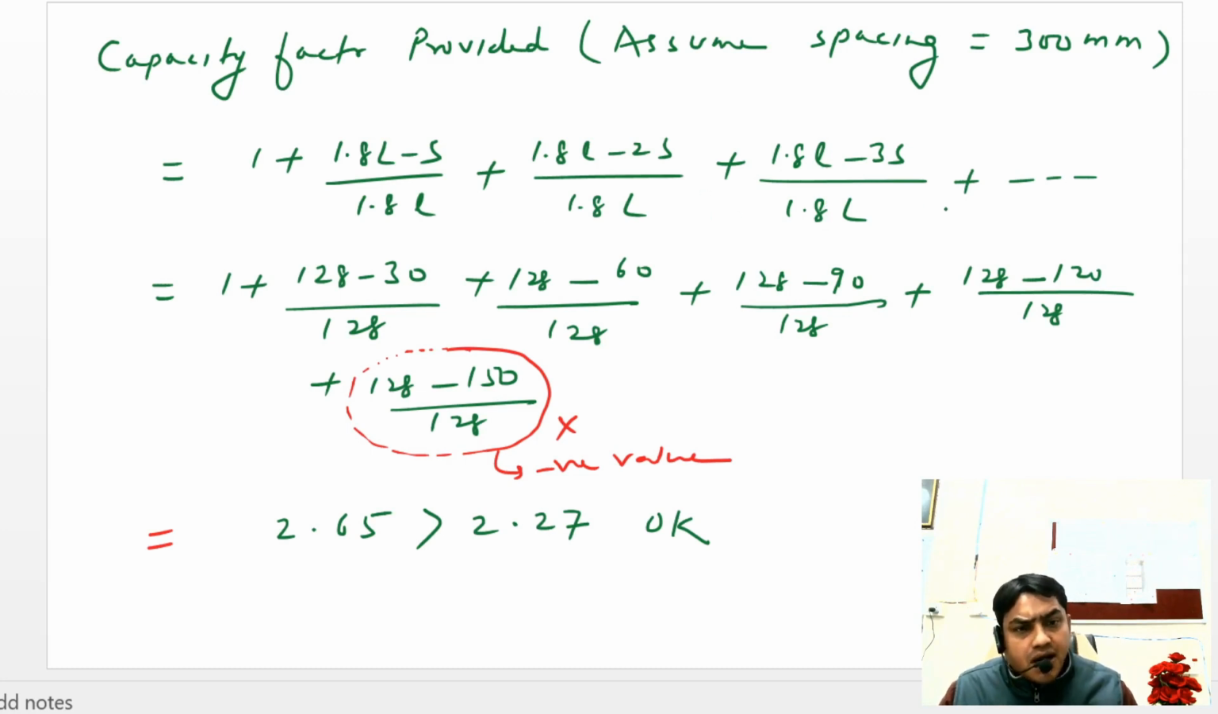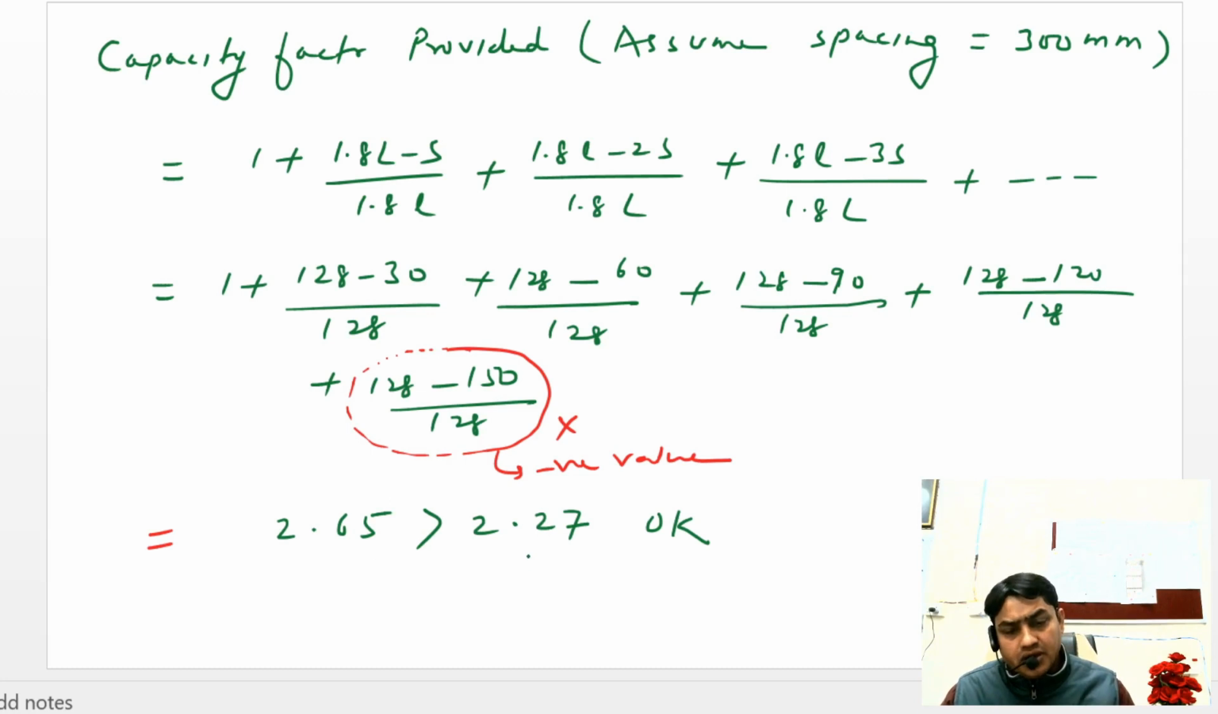We have to take terms until the value comes to be negative. So I have assumed the spacing is 300 mm or 30 centimeters. So it can be computed by 1 plus, 1.8 L is 128 centimeters, so (128 minus 30) divided by this, plus this. Here we can see that this value is coming negative. So this value we cannot take, and further calculation will not be required. So with the help of these values, we can compute the capacity factor provided, and it is coming 2.65. So provided is 2.65 and required is 2.27.